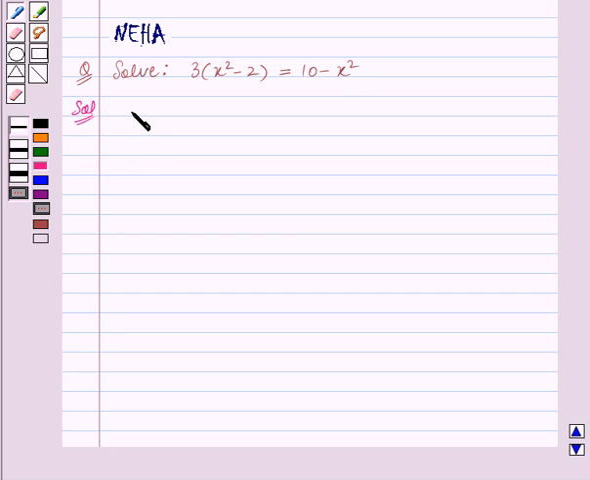We are given the quadratic equation 3 into x square minus 2 the whole is equal to 10 minus x square. First we will open the bracket, so this implies 3x square minus 3 into 2, which is 6, is equal to 10 minus x square.